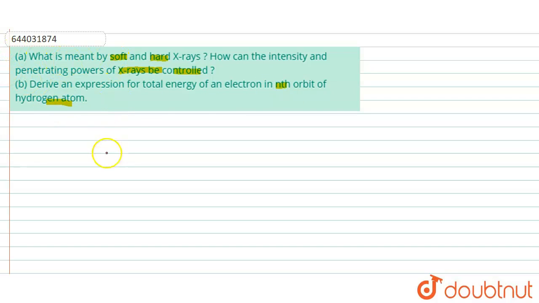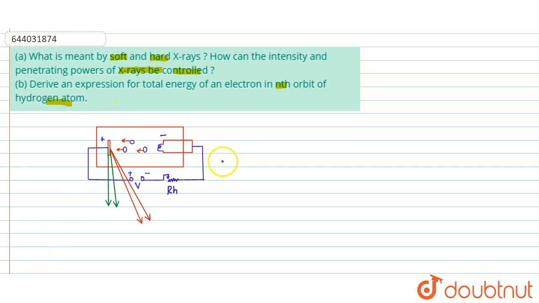Now, what is meant by soft and hard X-rays? Let us draw a diagram for clear understanding. Let us try to understand the concept of soft and hard X-rays with the help of this diagram. This is a symbolic diagram only. The actual apparatus may differ slightly. X-rays are usually produced in a Coolidge tube. So, this is a symbolic diagram of a Coolidge tube.